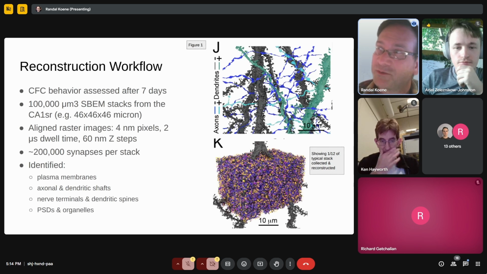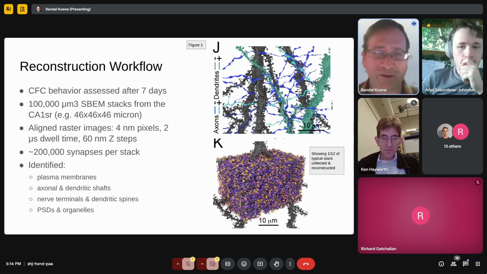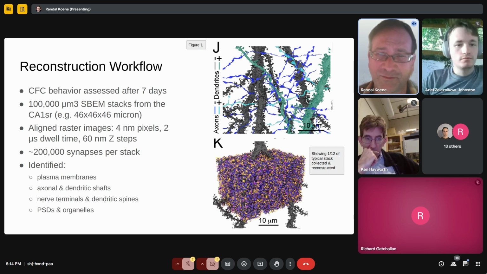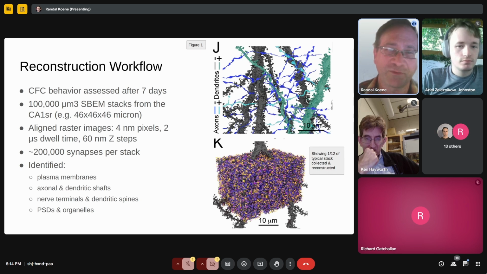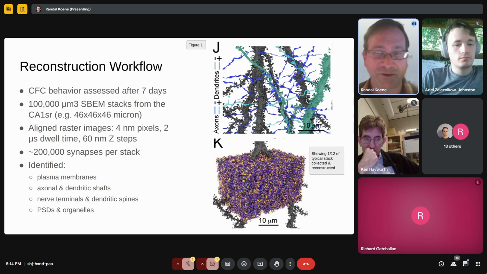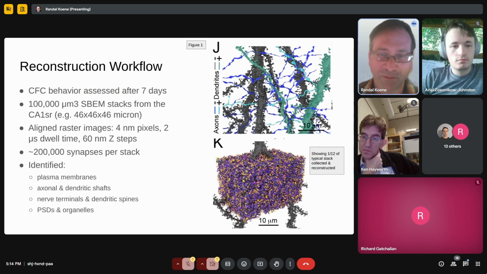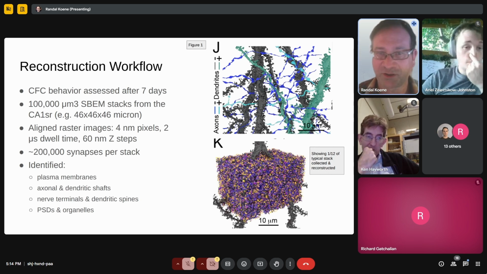Okay, the next part of the workflow was their reconstruction workflow. They sampled about 100,000 cubic micrometer EM stacks from CA1 SR to ensure that the fear-conditioned mice had retrievable memory 7 days later at the time of tissue collection for EM. The behavior of separate cohorts from both groups was assessed upon their return to the original context.